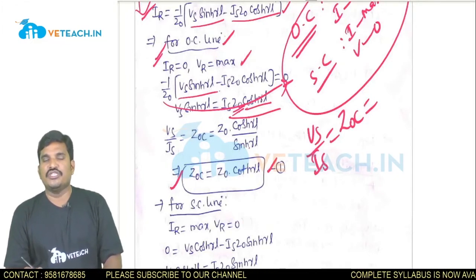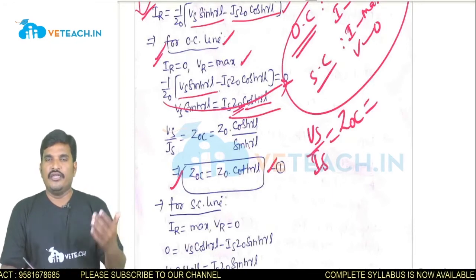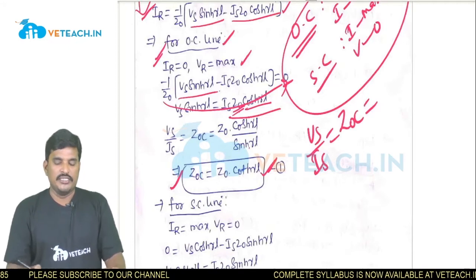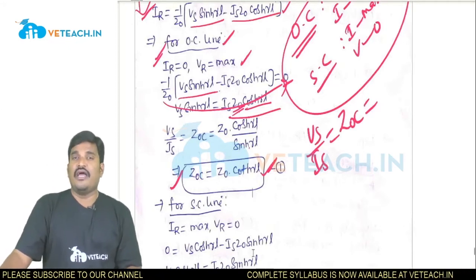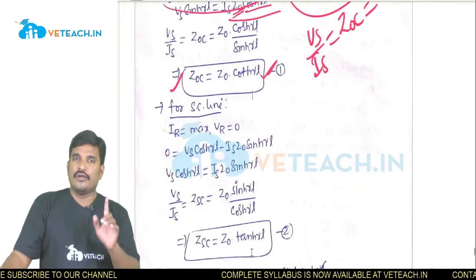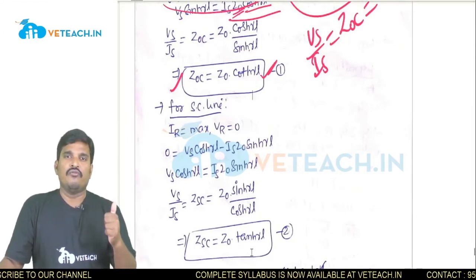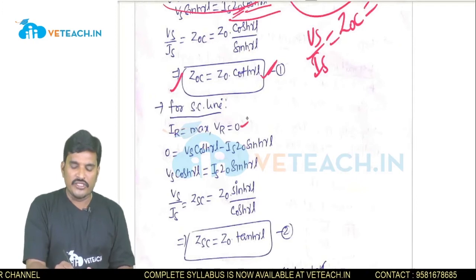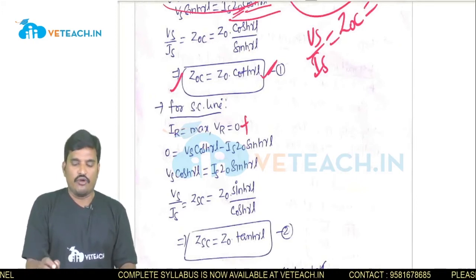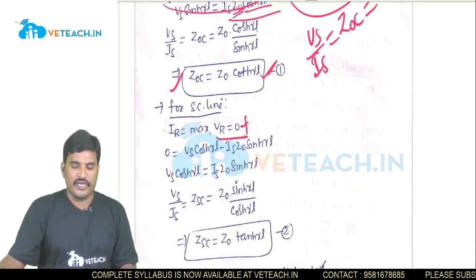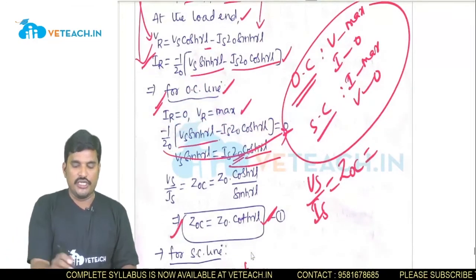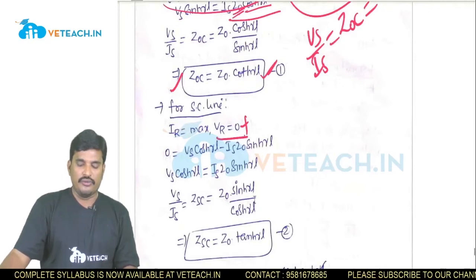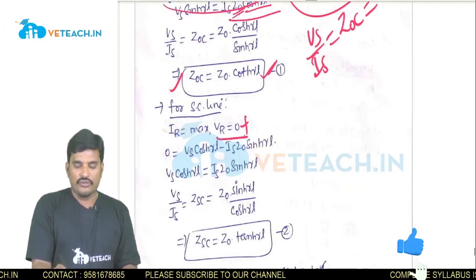Already this expression is known to you earlier, but here, topic-wise, we have discussed the same part. Then coming to the SC line, the short circuited line, can I know the conditions? Anyone? What are the conditions? Where IR is equal to max, then VR is equal to 0. Can I go for that VR equal to 0? Take that VR expression: Vs cosh γL minus Is Z0 into sinh γL is equal to 0.